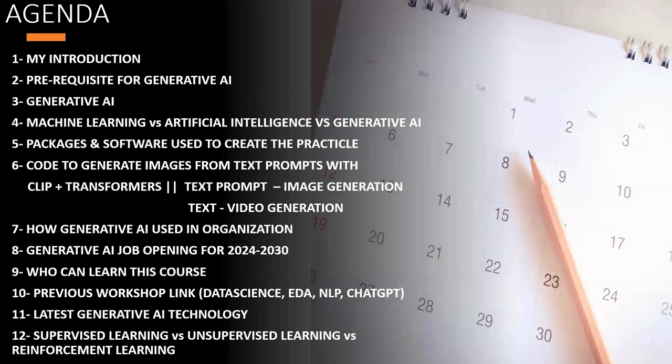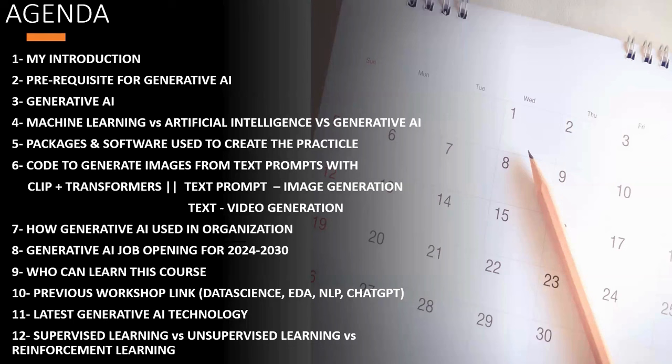And when we do a practical, what are the packages, the libraries, and the software we use to create this practical? And we write the code to generate images from text prompts. As a user, I give a text prompt, and we see how the images are created, the way DALL-E 2 created them. We're also going to cover architectures like the CLIP architecture and transformers. Today I'll give you an in-depth look at how many transformers we have and which transformers we're going to use to do this practical.